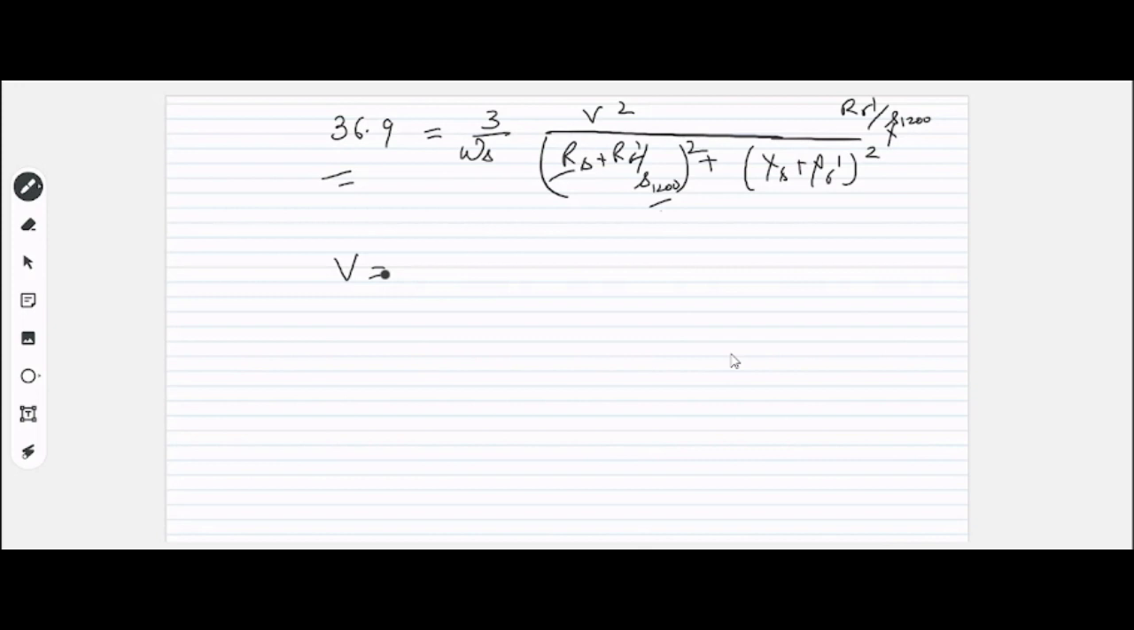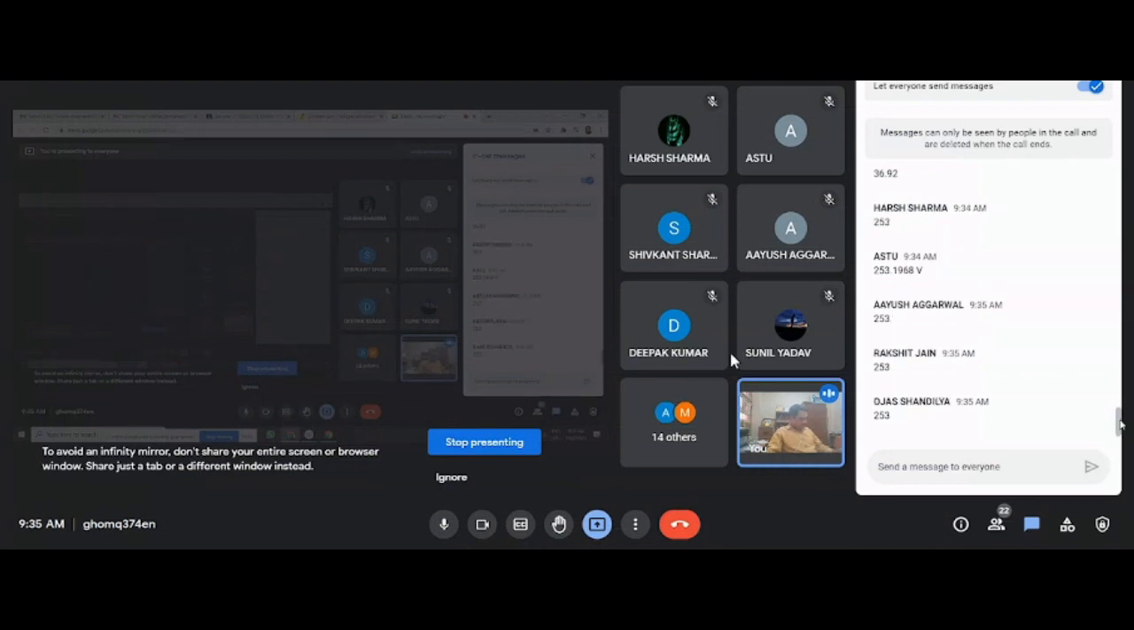That will be the voltage that needs to be applied to this motor when it is running at 1200 rpm. So how much will be the voltage that we need to apply? Write your answers, that will be the answer to the question. 253. And who was the first to answer? Astu was the one. Very good, Astu.